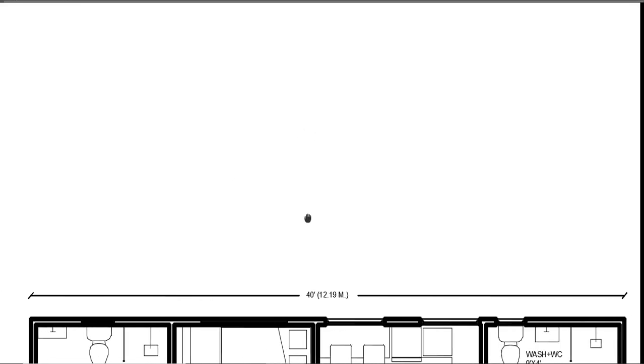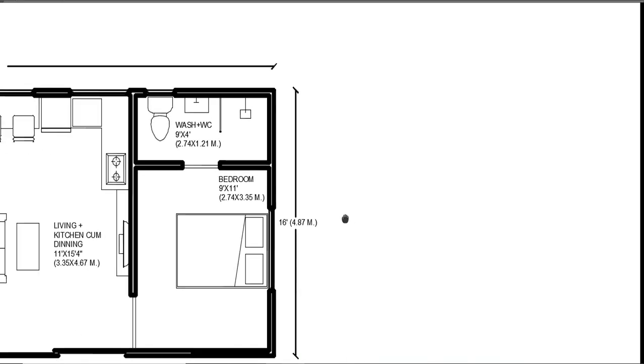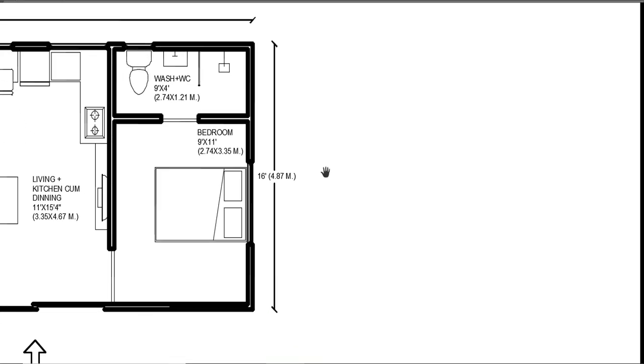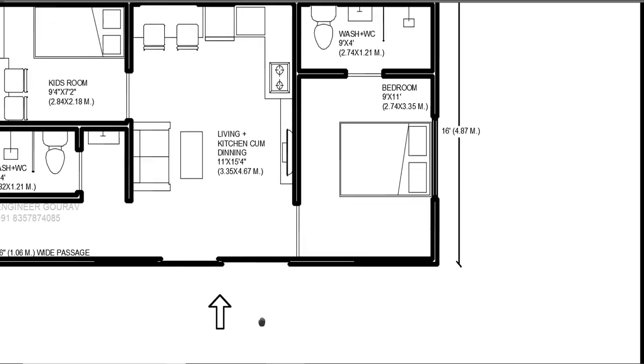There is a 40 feet 2 shipping container. The total area I have taken is the length is 40 feet, in meter 12.19 meter, and the width is 16 feet, in meter 4.87 meter. In the front we have a sliding door here. After that we'll go inside.